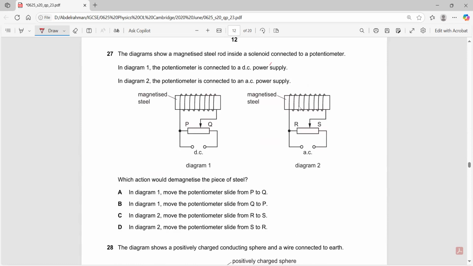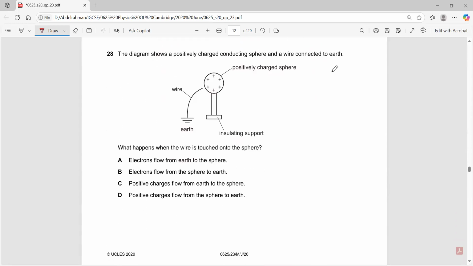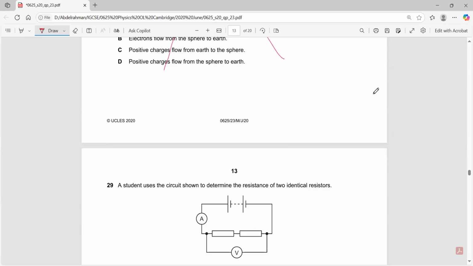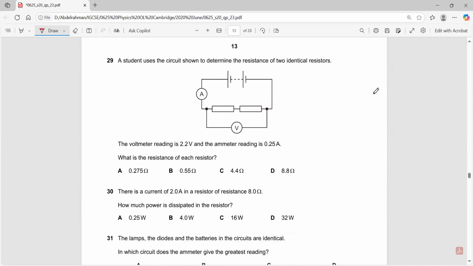Question 27 is removed. Magnetization and demagnetization. 28 also has been removed because you are no longer required to learn about induction.